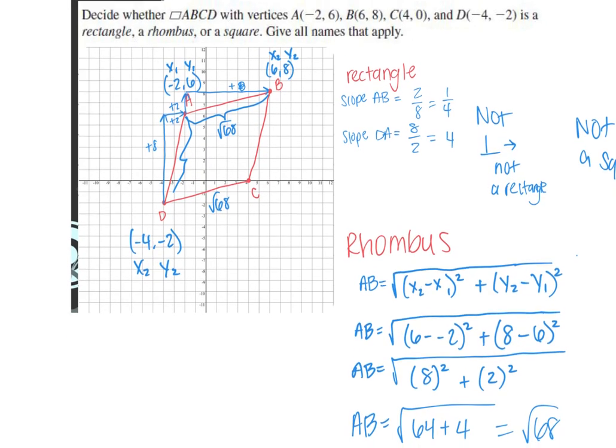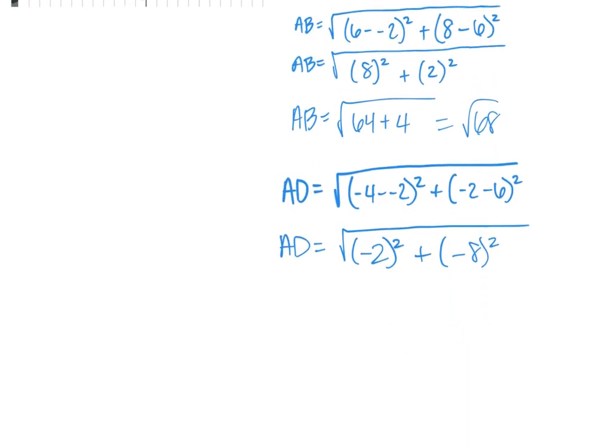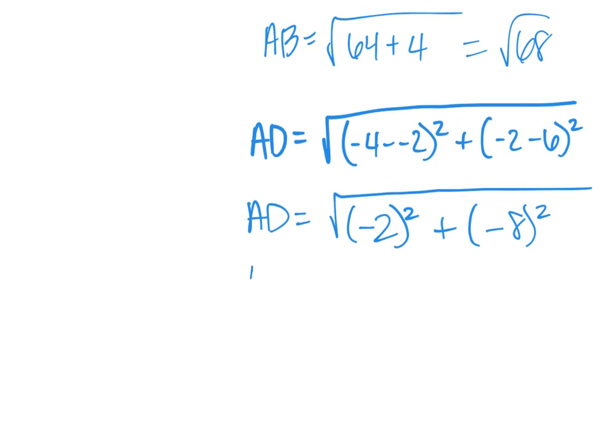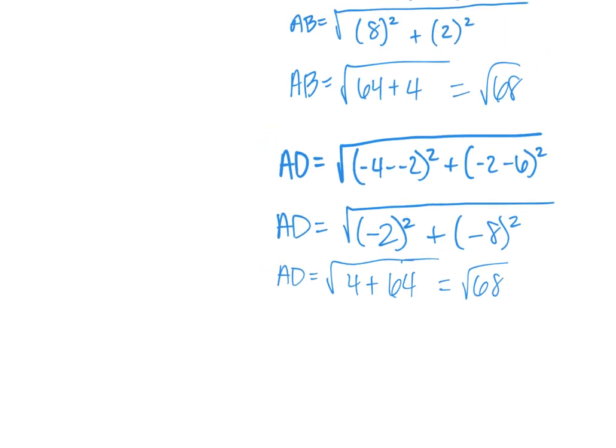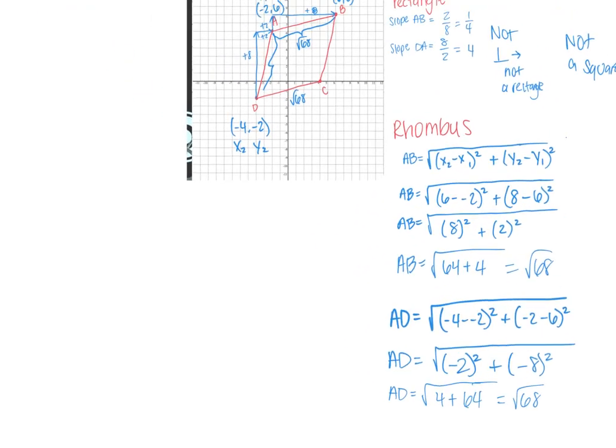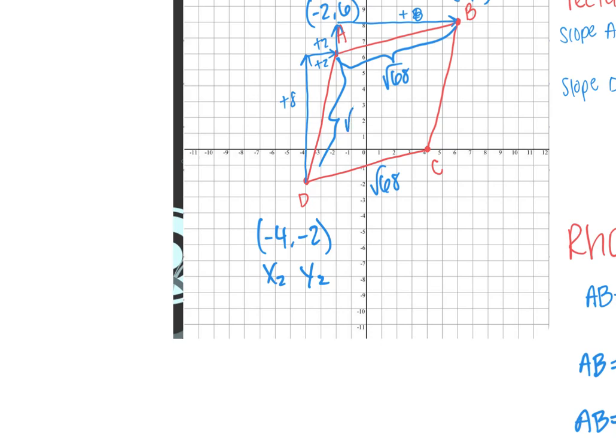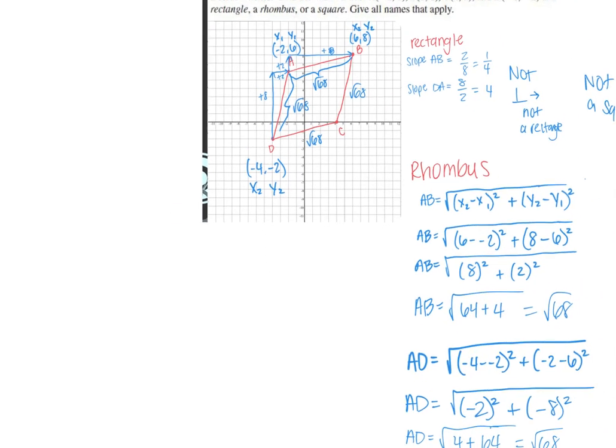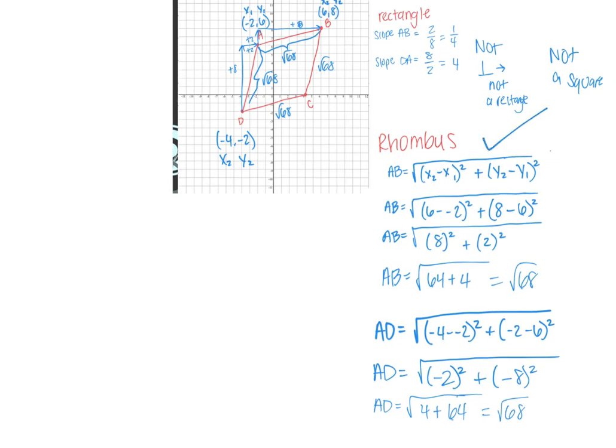All right. So we're going to apply the distance formula. And we've got, what's -2 squared? 4. So AD equals the square root of 4 plus 64. And that's equal to the square root of 68. So what do we know about the two distances? They're the same. So if they're both the square root of 68, then what kind of figure do we have? It's a rhombus. Okay?